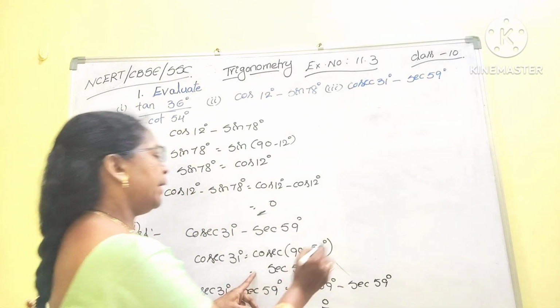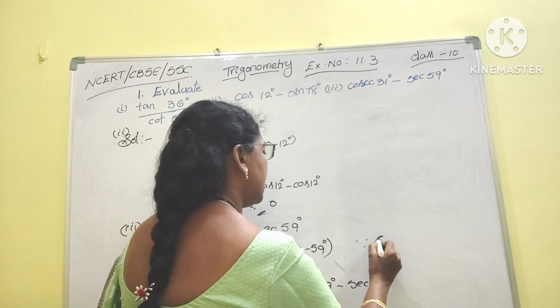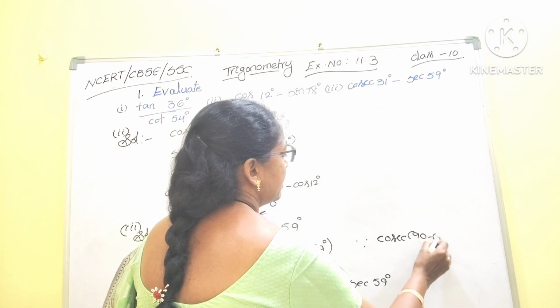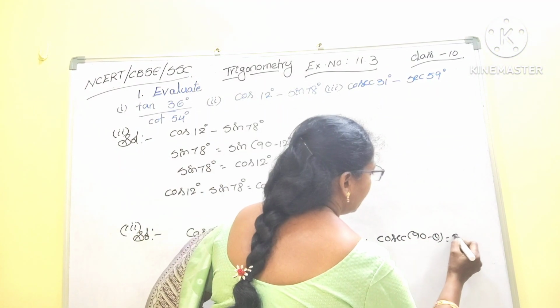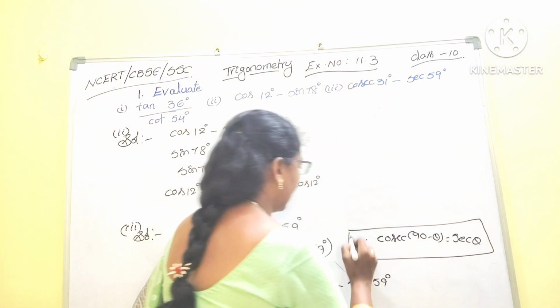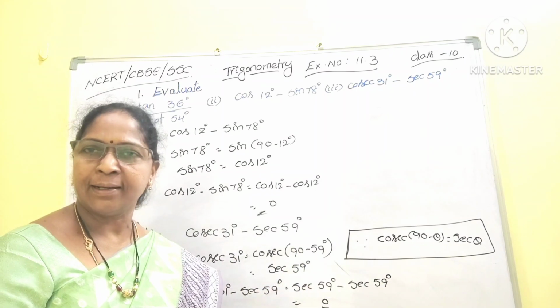This is the answer. Here, what I applied is that cosecant 90 minus theta equals secant theta. These are complementary angle ratios, and I just applied this one. This is the final answer.